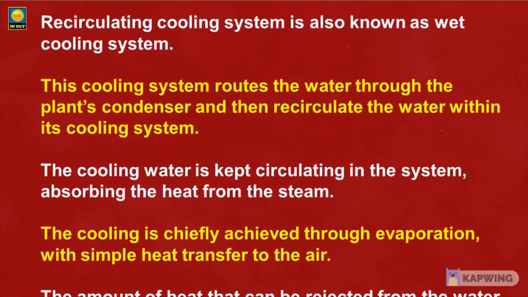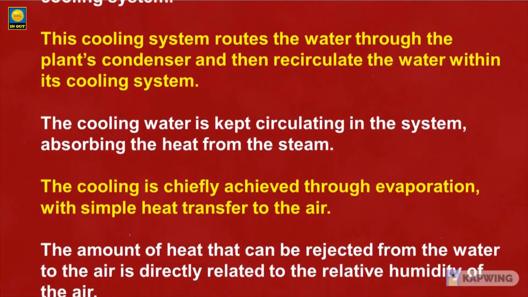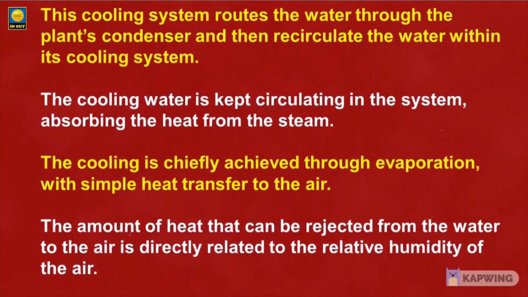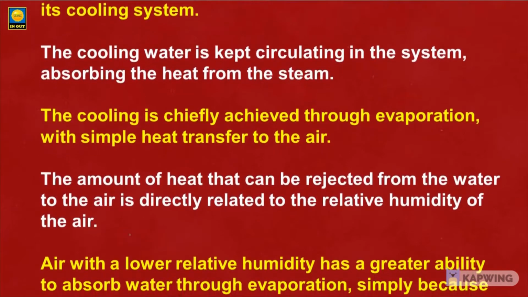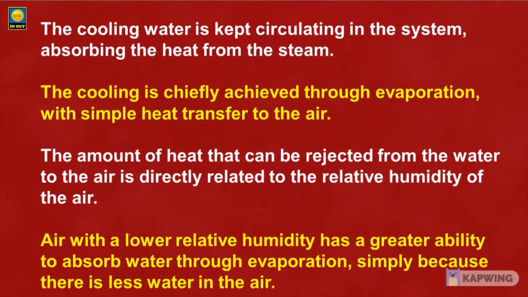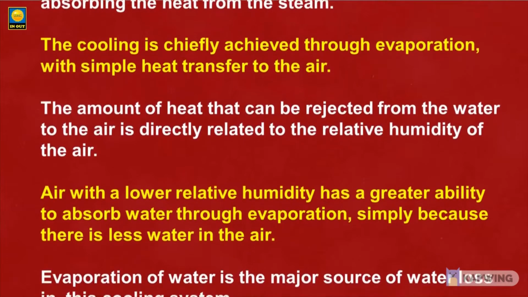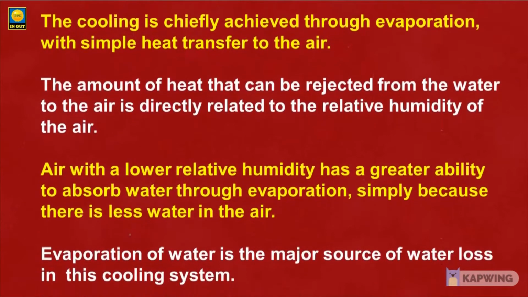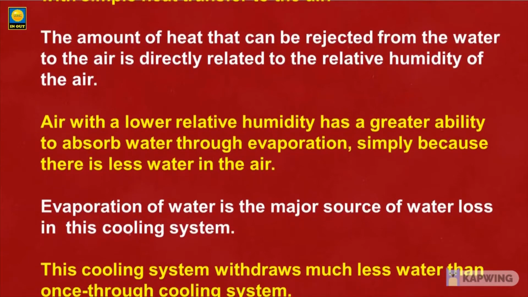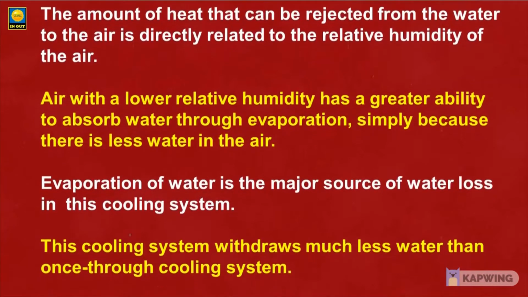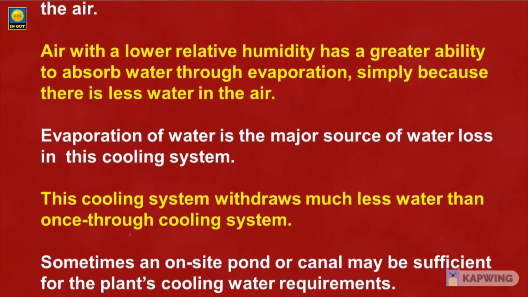The amount of heat that can be rejected from the water to the air is directly related to the relative humidity of the air. Air with a lower relative humidity has a greater ability to absorb water through evaporation, simply because there is less water in the air. Evaporation of water is the major source of water loss in this cooling system. This cooling system withdraws much less water than once-through cooling system. Sometimes an on-site pond or canal may be sufficient for the plant's cooling water requirements.